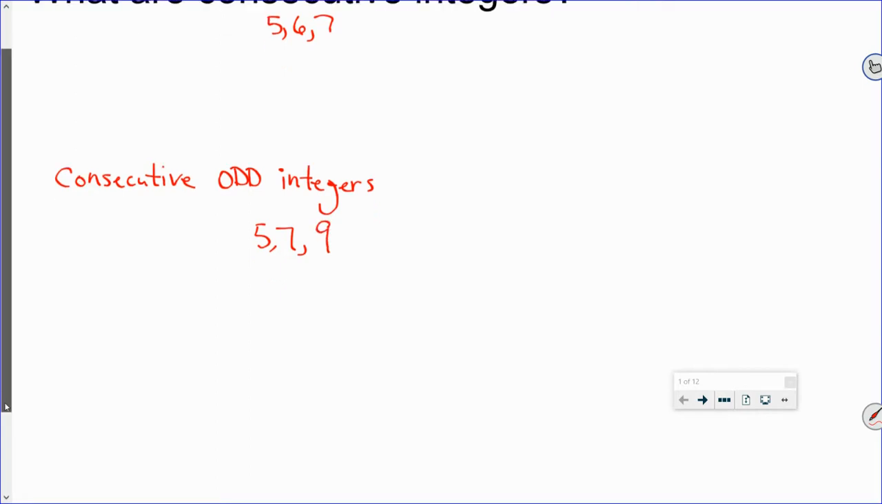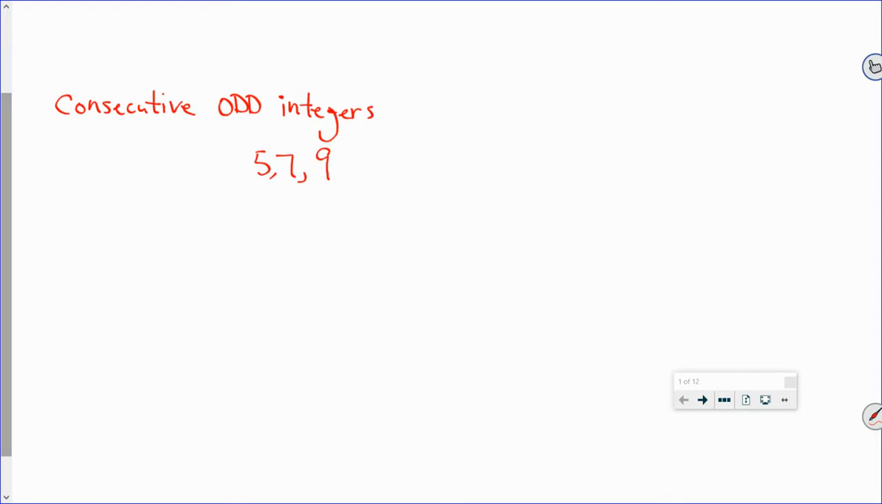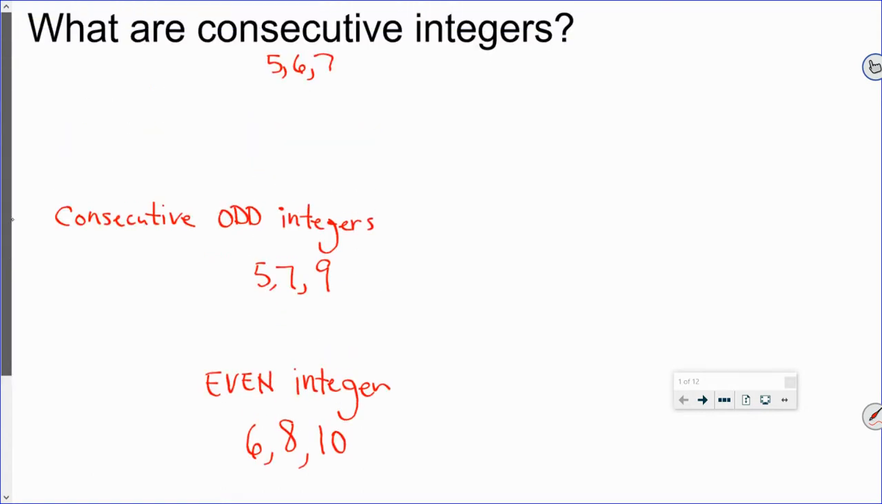Well, I can't start with 5 if I want to talk about even integers. But I could start with 6, because 6 is an even integer. So if I start with 6, the next one would be 8. Next one would be 10. Sure, okay. So that kind of makes sense.